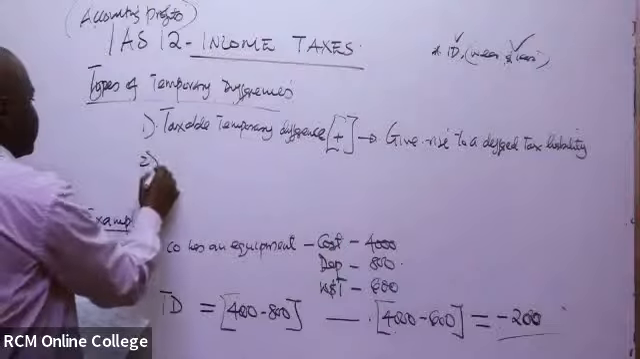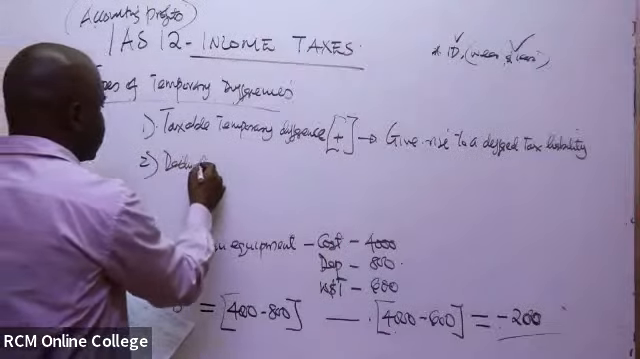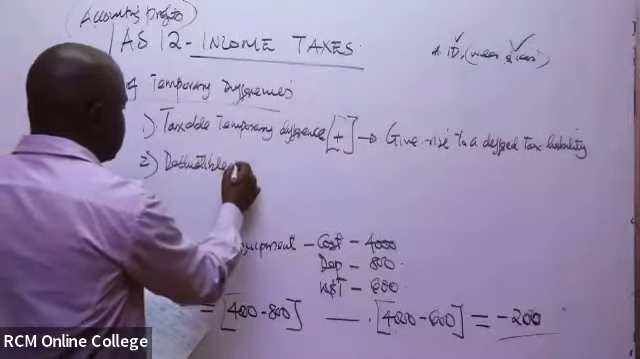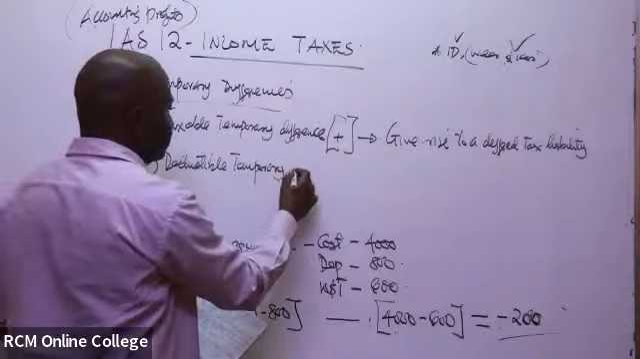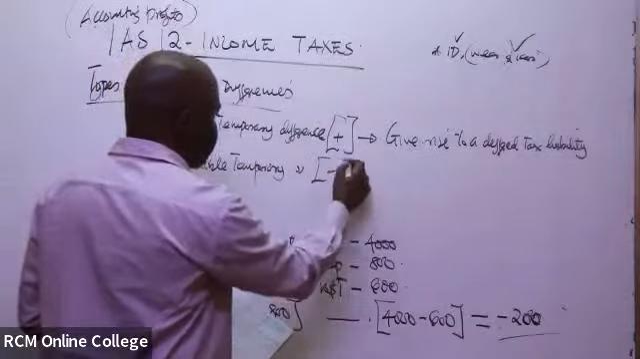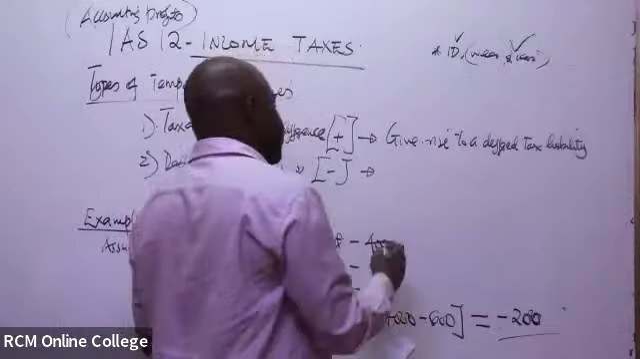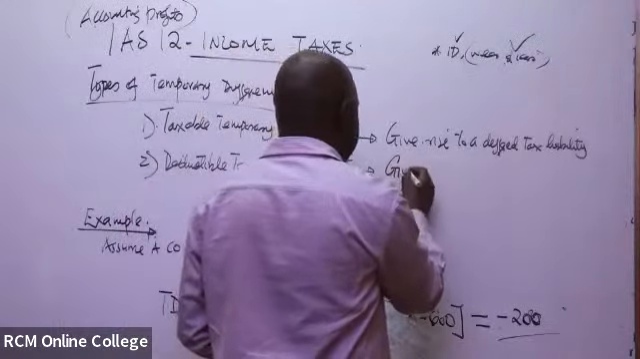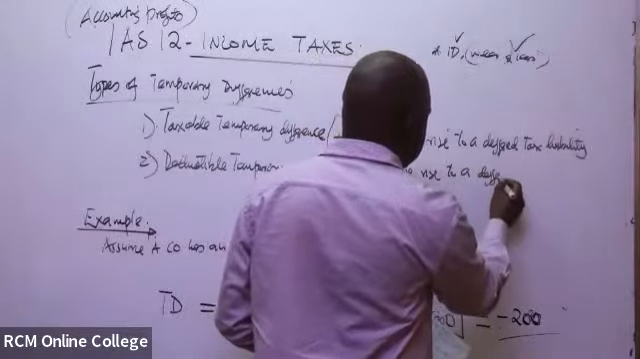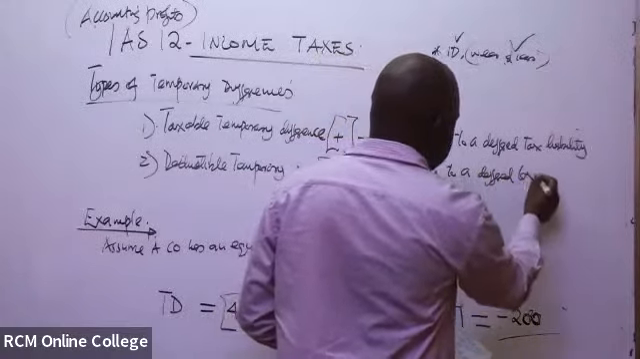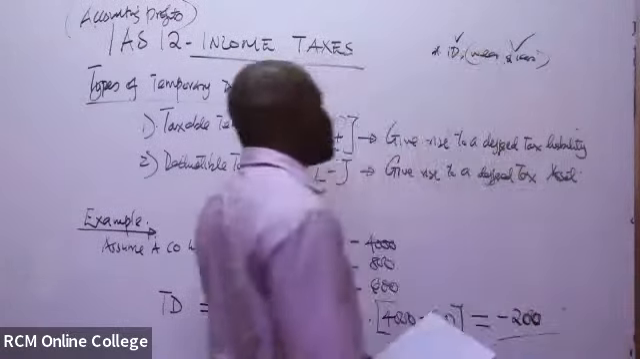Then we have the deductible temporary difference. That is, you eventually get it as a negative. If it is negative, this one will give rise to a deferred tax asset. It will eventually become an asset.